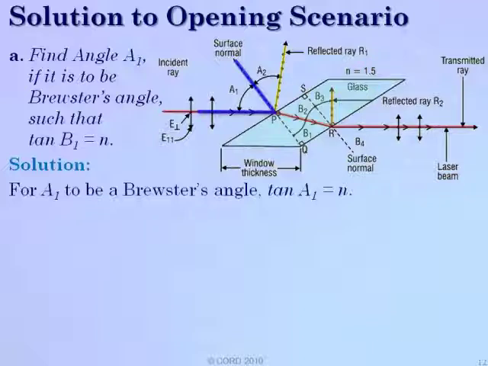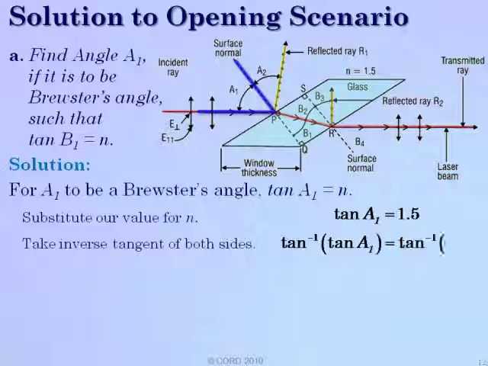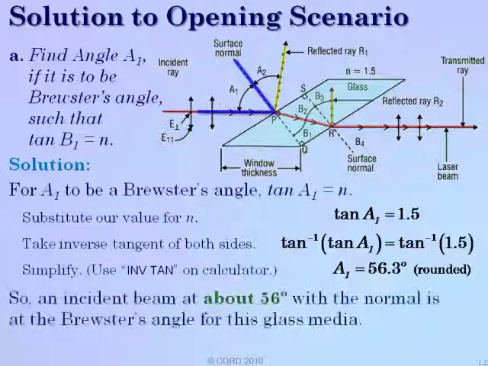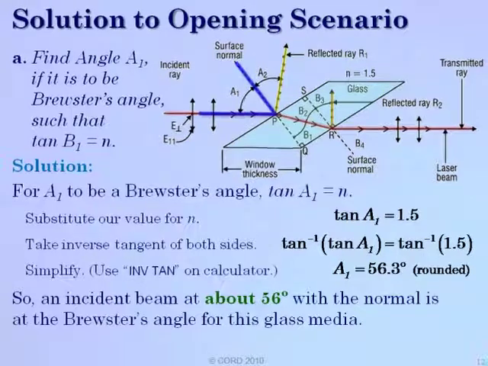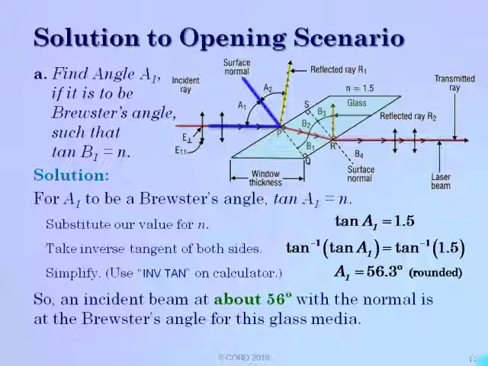1.5. Now you may not have encountered the tangent function before. We'll look at that in the next module, but you can still use it on your calculator. The tangent of A1 is equal to 1.5. So if we take the inverse tangent of both sides, that will give us A1. The inverse tangent function of the tangent function will give us A1. So the tangent inverse of 1.5 is equal to A1. If you use your inverse tangent function, or the tan to the minus 1 power as it looks like on your keys, then you'll get 56.3 degrees.